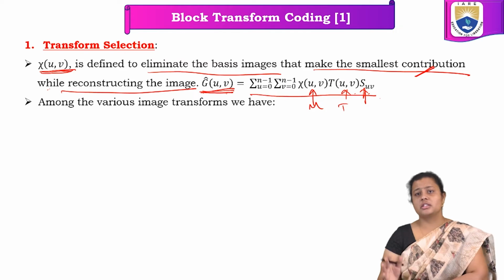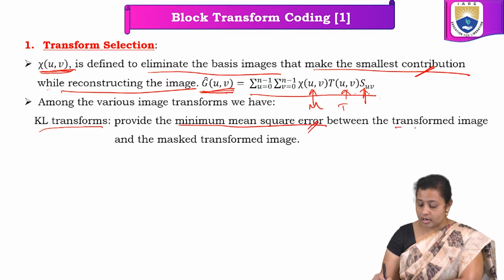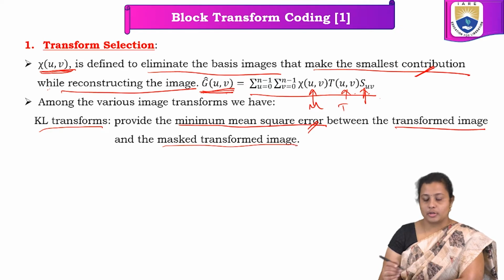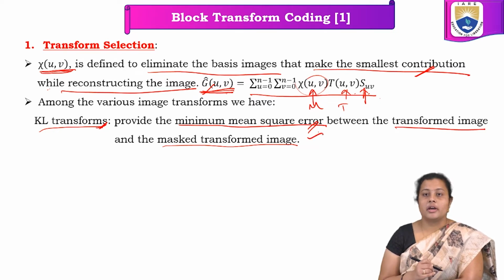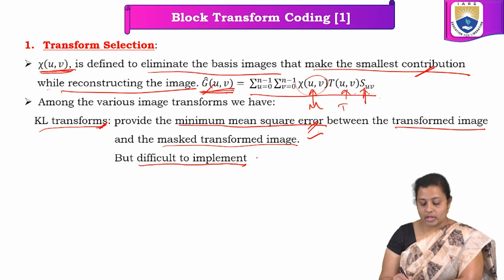So we have various transformation techniques. Among them, the best is the KL transform, which provides the minimum mean square error between the original image and the masked transform image. When I compare this G cap with my G function, the KL transform, even after putting in the masking function, gives the minimum mean square error. So why not go for it? We don't use KL transforms very often because they are difficult to implement and computationally expensive to calculate. Even though we have the minimum mean square error, we don't go for the KL transform.